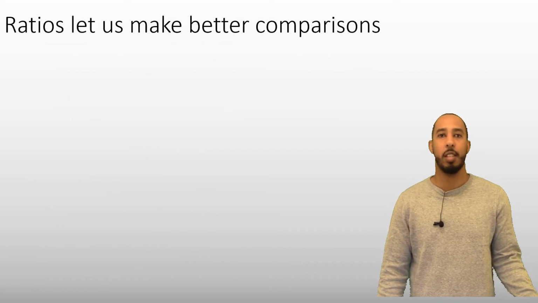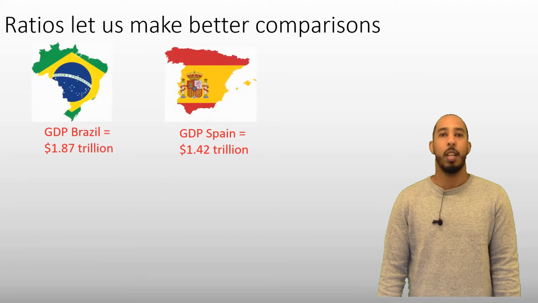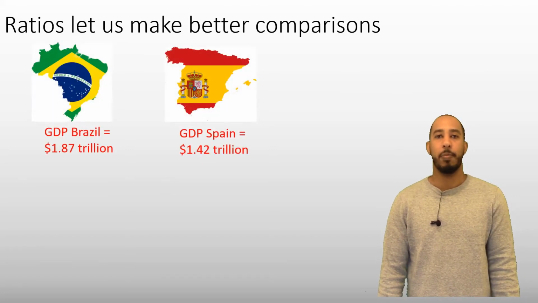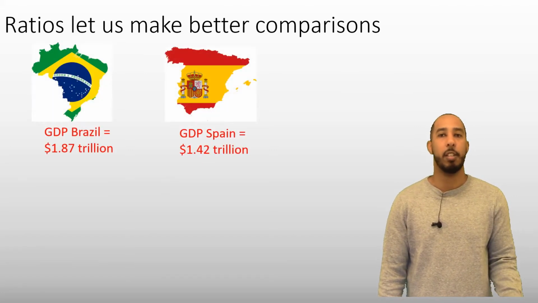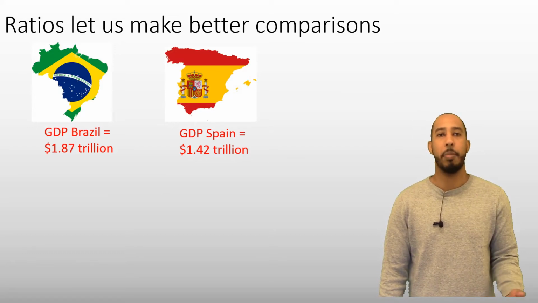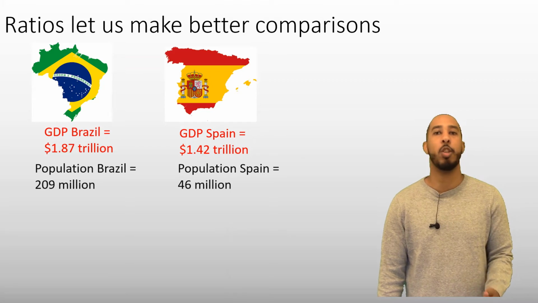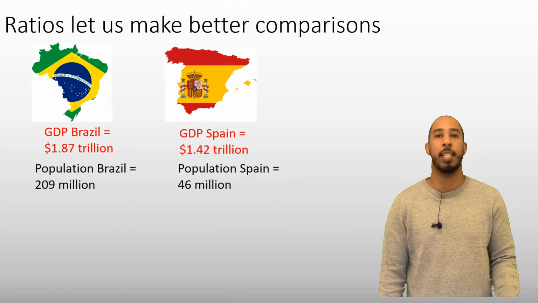Why ratios? Well, ratios make it easier to make comparisons against things that would otherwise be incomparable. Let's look at GDP as an example. We have two countries here, Brazil and Spain. Looking at the raw GDP numbers, we would think that Brazil is a bit wealthier than Spain. But this isn't the case. It's not a fair comparison. It's like comparing apples and oranges because the two countries differ greatly in size.